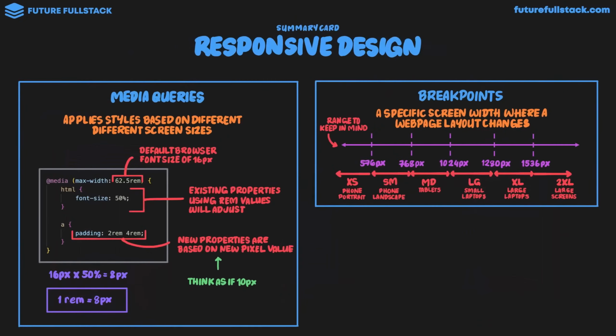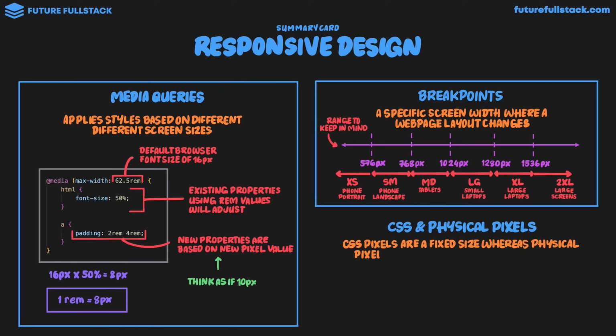So let's finish off the summary card responsive design. In this chapter, we looked at CSS and physical pixels. CSS pixels are a fixed size, whereas physical pixels in devices do not have a fixed size. We saw inside DevTools, we're using CSS pixels, which has a fixed length of 1/96 or 0.014 of an inch.